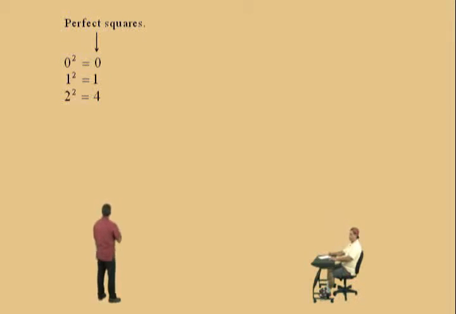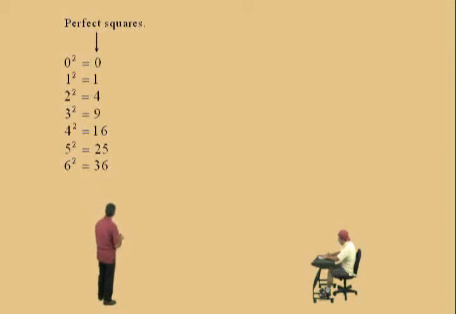And other perfect squares are 9, because 3 squared is 9. We have 16, because 4 squared is 16. 25 is a perfect square, because 5 squared is 25. And 36 is a perfect square, because 6 squared is 36. And of course, there's a whole lot more, right? We'll stop there for now.